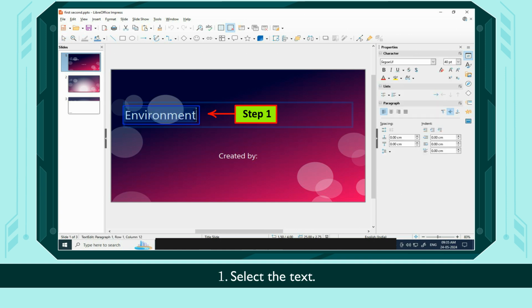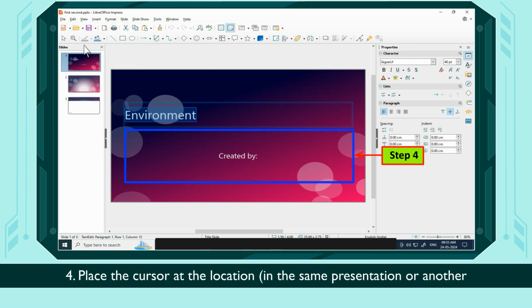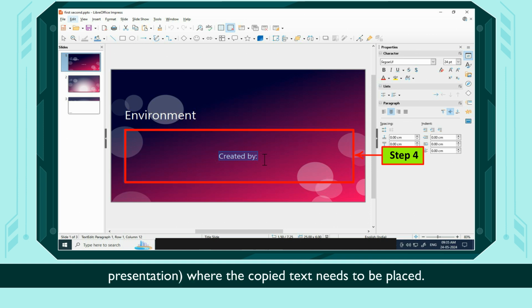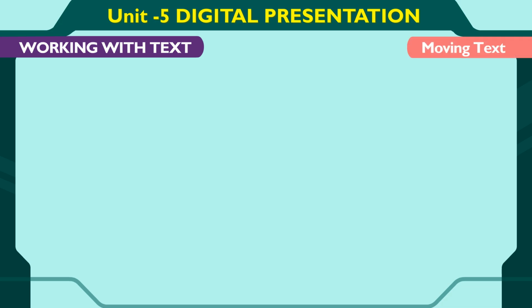Copying a text. Follow the given steps to copy text. 1. Select the text. 2. Click on the Edit menu. 3. Select the Copy option. 4. Place the cursor at the location in the same presentation or another presentation where the copied text needs to be placed. 5. Click on the Edit menu and select the Paste option. The copied text appears.